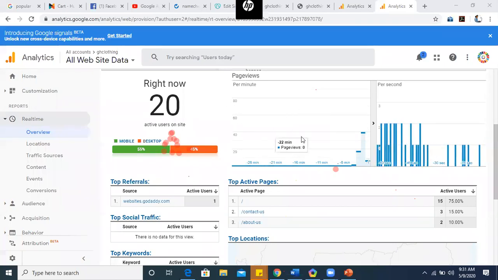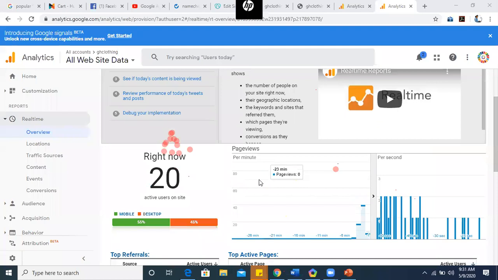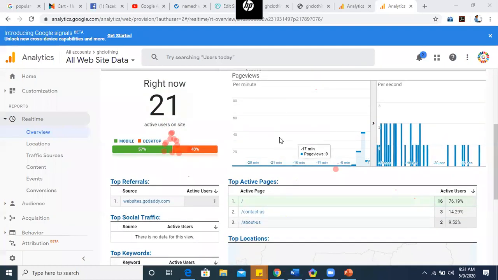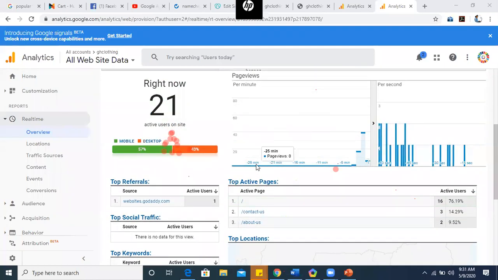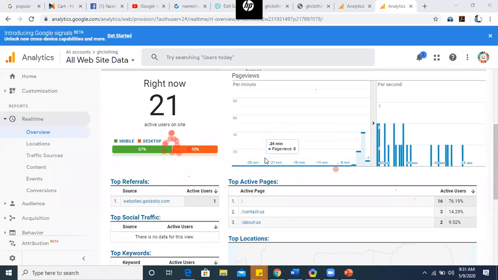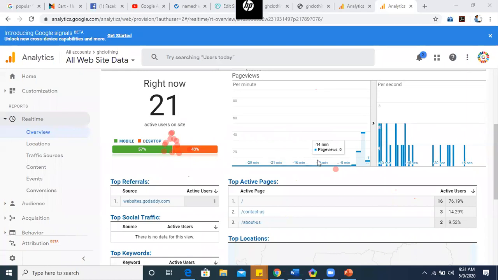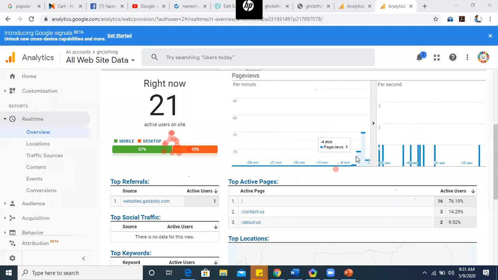Now, if you look at this page, they have something called page view. And what does it mean? How many pages are people viewing? So in the last 26 minutes, nobody was there. It was zero, zero, zero, zero. In the last 12 minutes, how many people are there? As we are looking at the last 6 minutes, how many people were there? There were 17 people viewing.